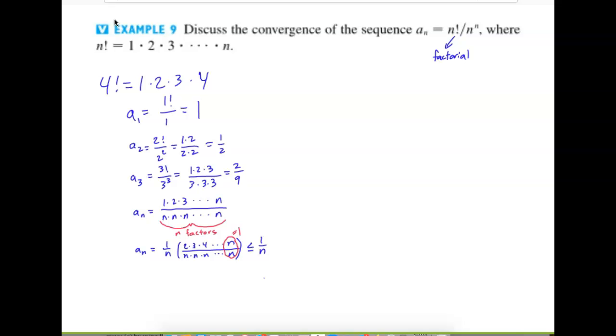But that product, is it ever going to be negative? Is this whole product ever going to be negative? So it's always also going to be greater than 0, right? So I can make the statement that a sub n has to be between 0 and 1 over n for all n greater than or equal to 1.